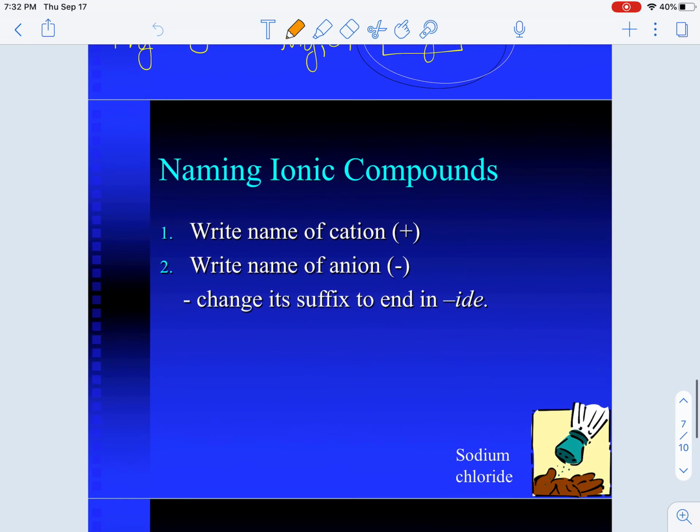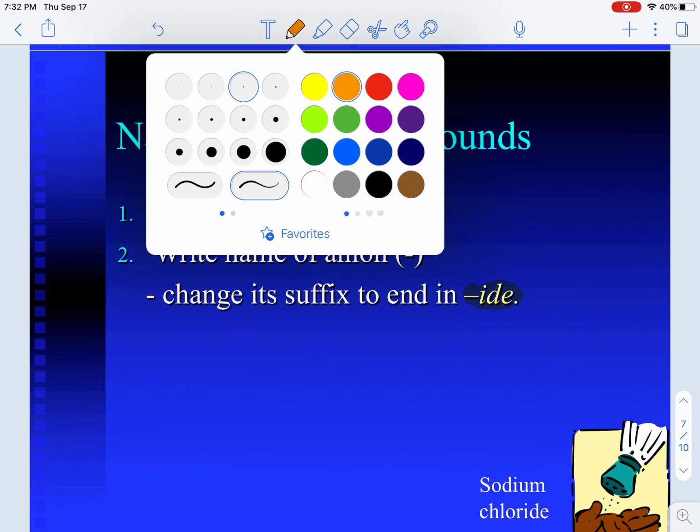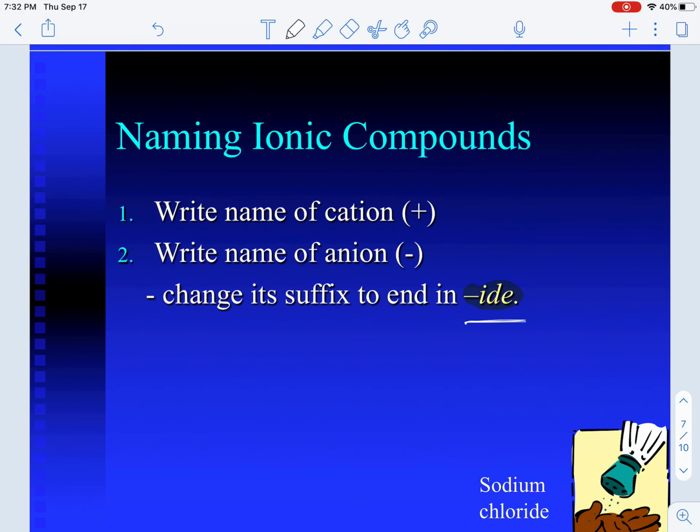Let's now look at the naming. Okay, naming is pretty simple. You're going to first name the cation as it is on the periodic table, and then you're going to write the name of the anion as it is on the periodic table, except to show that it's now part of a compound, you are going to change its ending to IDE.